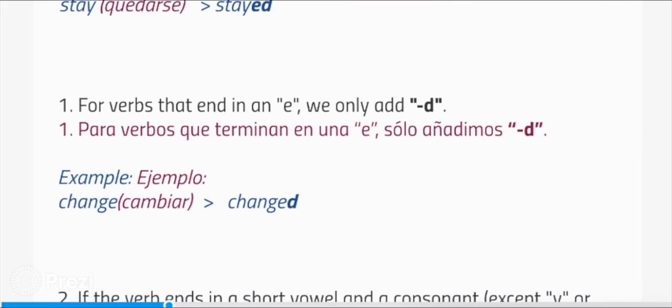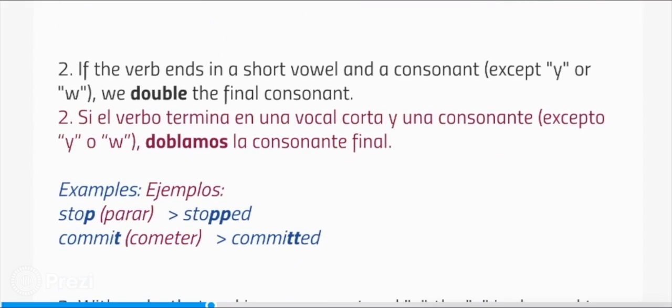For verbs that end in an e, we only add d. Example: change, changed. If the verb ends in a short vowel and a consonant, except y or w, we double the final consonant. Examples: stop, stopped; commit, committed.